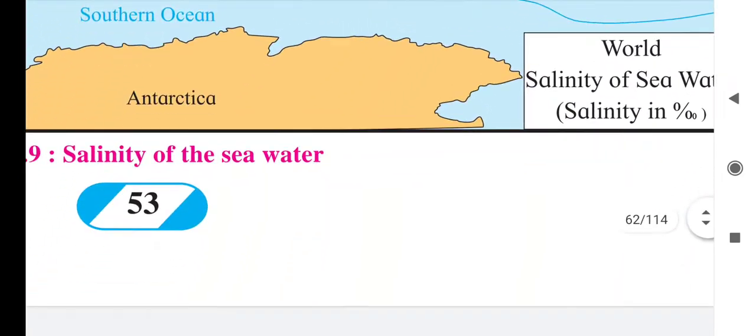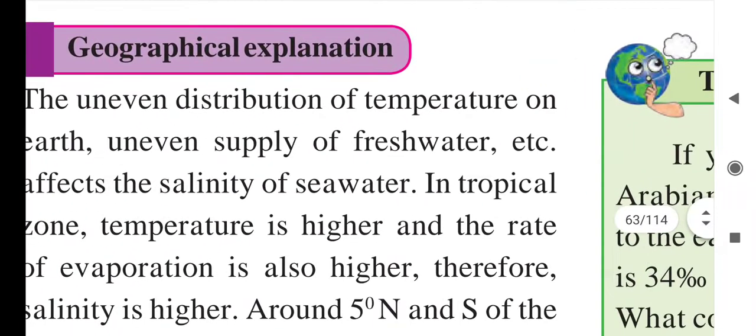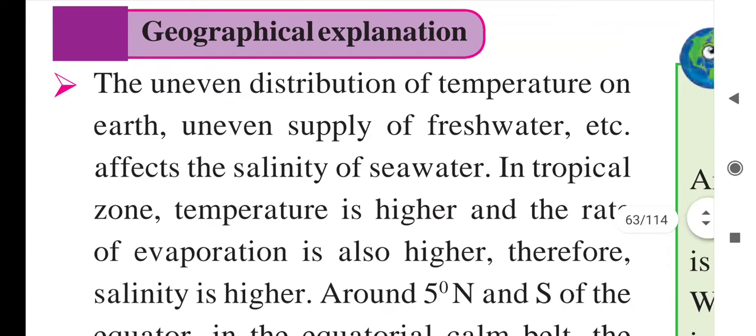Now we will study the next one. A geographical explanation is given. The uneven distribution of temperature on the earth, uneven supply of fresh water, etc. affect the salinity of seawater. So uneven temperature and uneven supply of fresh water are the things affecting the salinity.